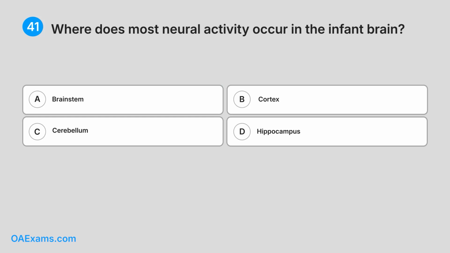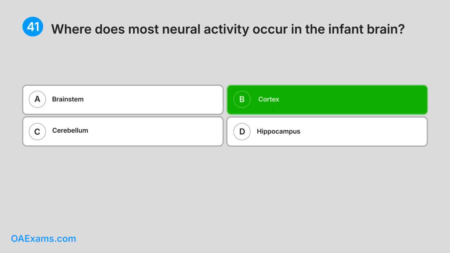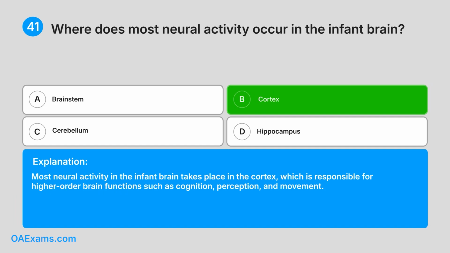41. Where does most neural activity occur in the infant brain? A. Brainstem. B. Cortex. C. Cerebellum. D. Hippocampus. Do you know the answer? Correct answer. B. Cortex. Explanation. Most neural activity in the infant brain takes place in the cortex, which is responsible for higher-order brain functions such as cognition, perception, and movement.